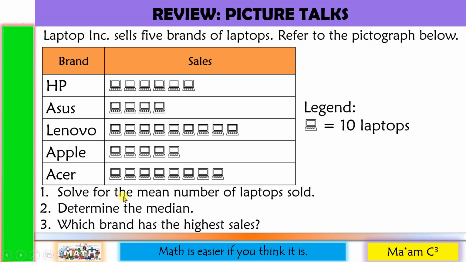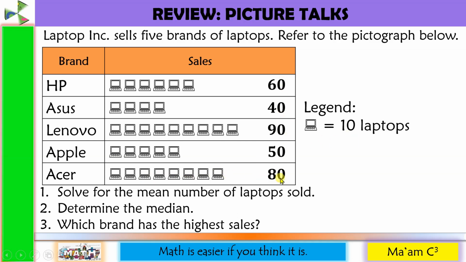Number 1. Solve for the mean number of laptops sold. To answer this, we have to determine the number of laptops sold per brand. So this is 1, 2, 3, 4, 5, 6 times 10. This is 60. 1, 2, 3, 4 times 10 is 40. 1, 2, 3, 4, 5, 6, 7, 8, 9 times 10 is 90. 1, 2, 3, 4, 5 times 10 is 50. 1, 2, 3, 4, 5, 6, 7, 8 times 10 is 80.